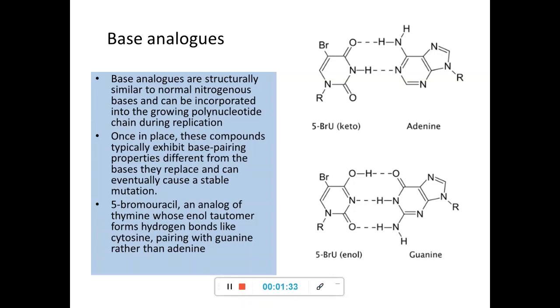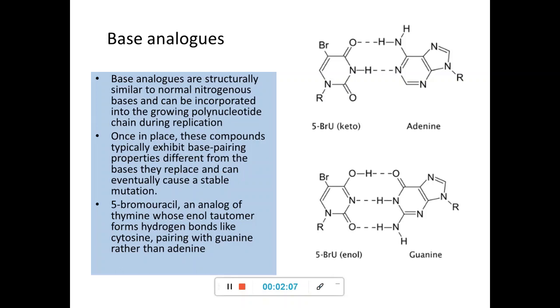Now let's start with the base analogues. The base analogues are chemical molecules, and they are structurally similar to the normal nitrogenous bases, and they can be incorporated into the growing polynucleotide chain during replication. As the term implies, it is an analog of a base, that is, it is similar to a base. And once in place, these compounds typically exhibit base pairing properties different from the bases they replace and can eventually cause a stable mutation.